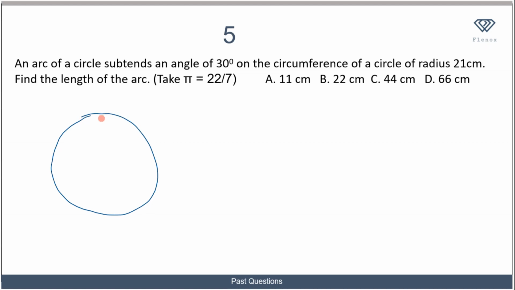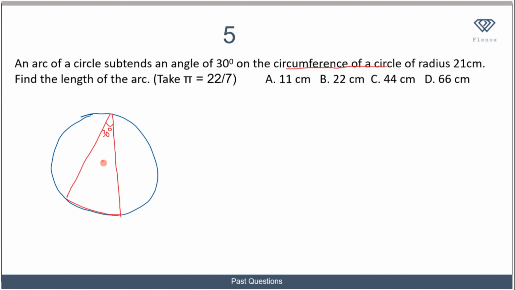So you have a circle and we have the arc, and let me just indicate the arc with this red marker. So we have the arc over here, and this will be the center of the circle. Now we are told that it subtends an angle not at the center but on the circumference of the circle. So when we draw a straight line towards the circumference like this, and we draw it like this, the angle subtended over here is 30 degrees. So you have to take note, the angle is subtended on the circumference of the circle and not on the center. Now the radius of the circle we have been told to be 21.